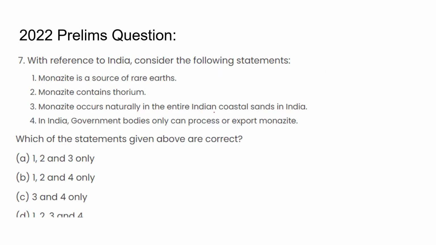Coming to the next question, again of 2022 prelims. With reference to India, consider the following statements. 1. Monazite is a source of rare earths. 2. Monazite contains thorium. 3. Monazite occurs naturally in the entire Indian coastal sands in India. 4. In India, government bodies only process or export monazite. Which of the statements given above are correct?